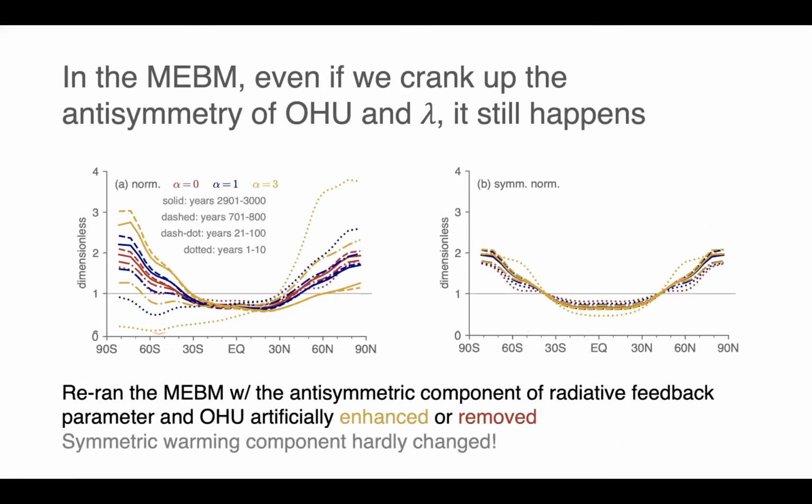Okay, so the first thing we do is we crank up the antisymmetry of the ocean heat uptake and lambda fields. And the punchline there is that it doesn't really have much of an effect, comparing the yellow and blue curves in these panels. The full pattern is strongly modified if you jack up the antisymmetry, but even then the symmetric component of the warming doesn't change all that much. So the symmetric components of OHU and lambda are what must be driving the behavior here.